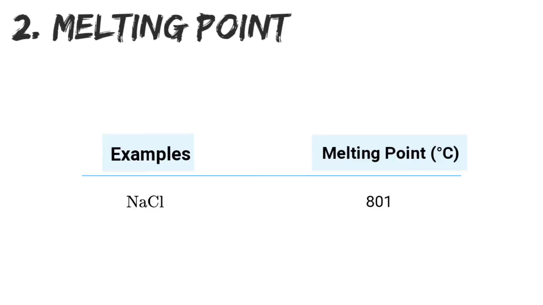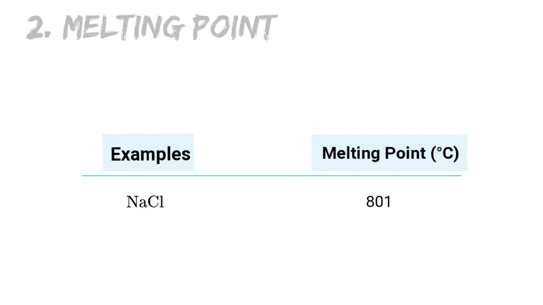Second, melting point. Crystalline solids tend to have a specific and sharp melting point due to the uniformity of their lattice structure. When heated, the thermal energy overcomes the forces holding the atoms or molecules in place, causing the lattice to break and the solid to transition to a liquid state.